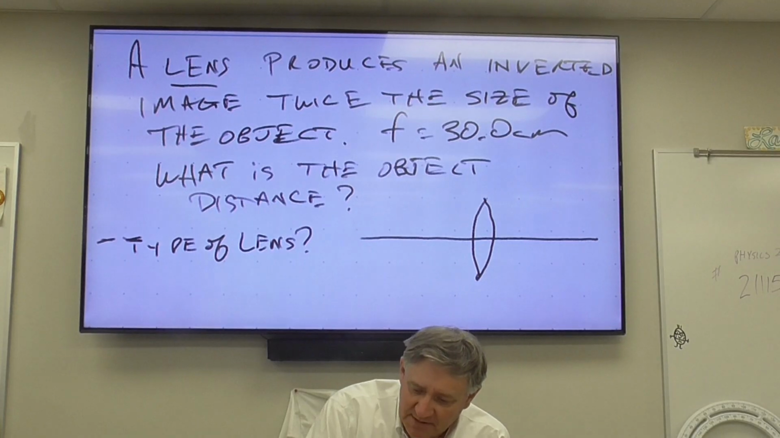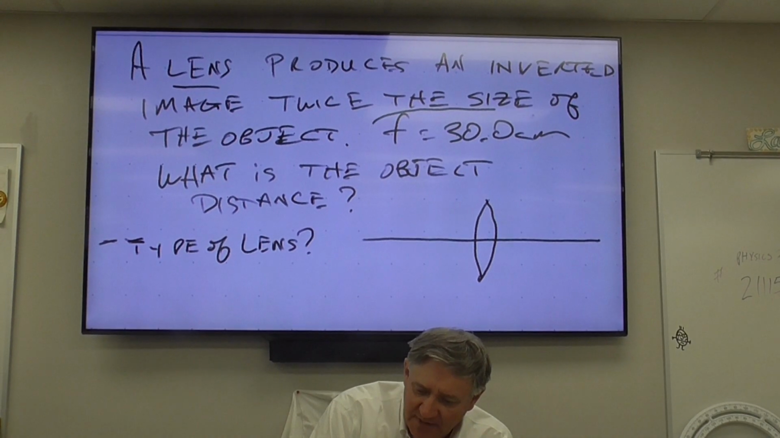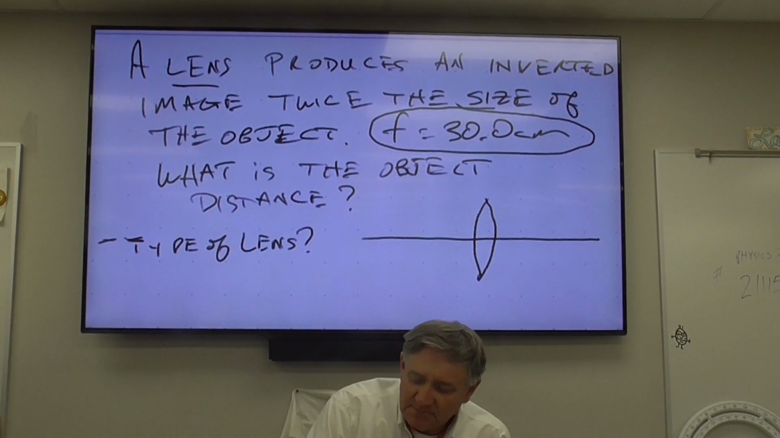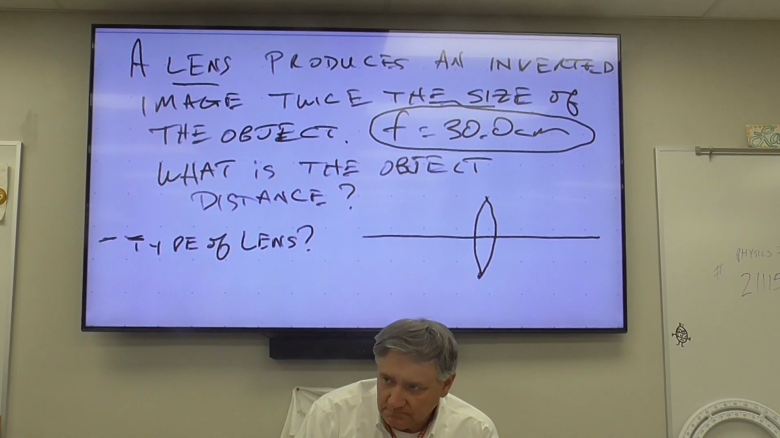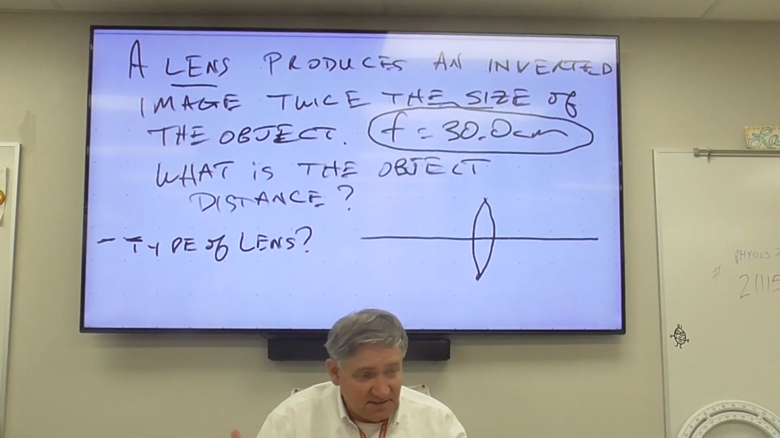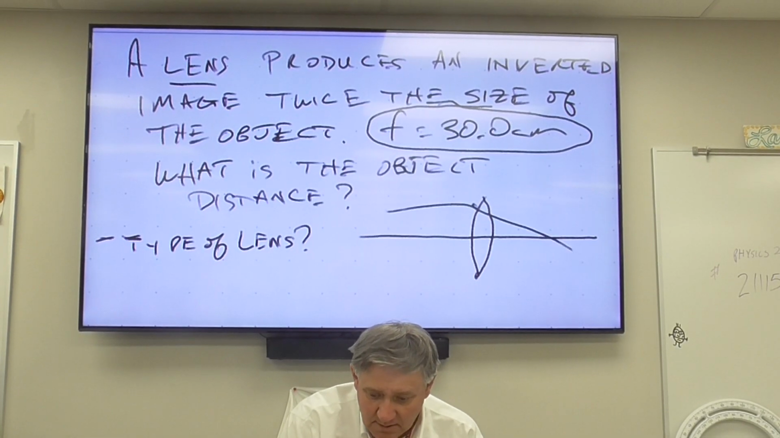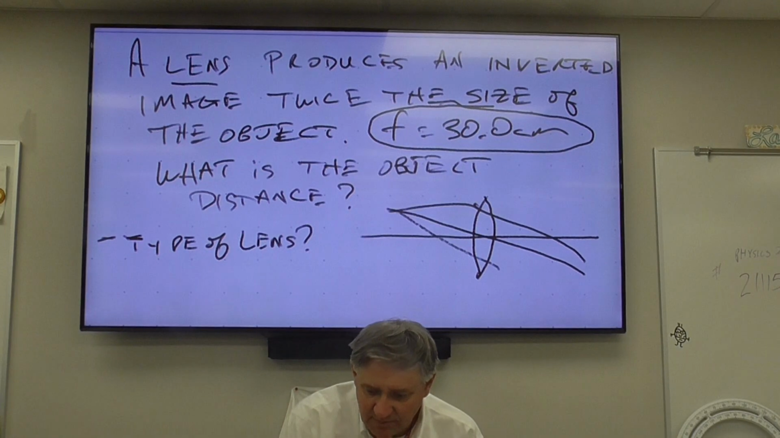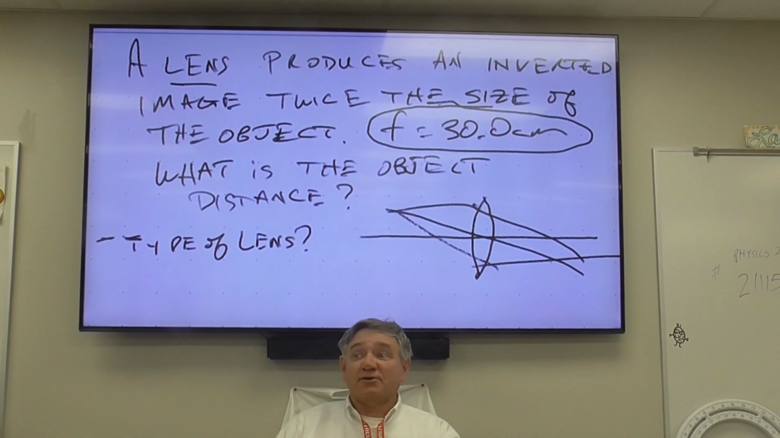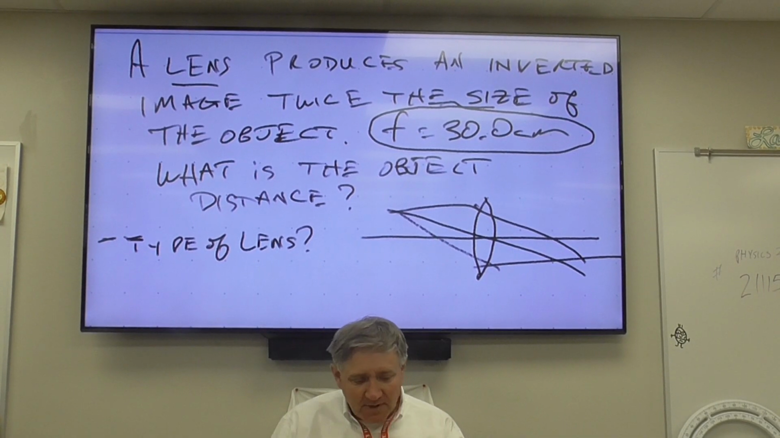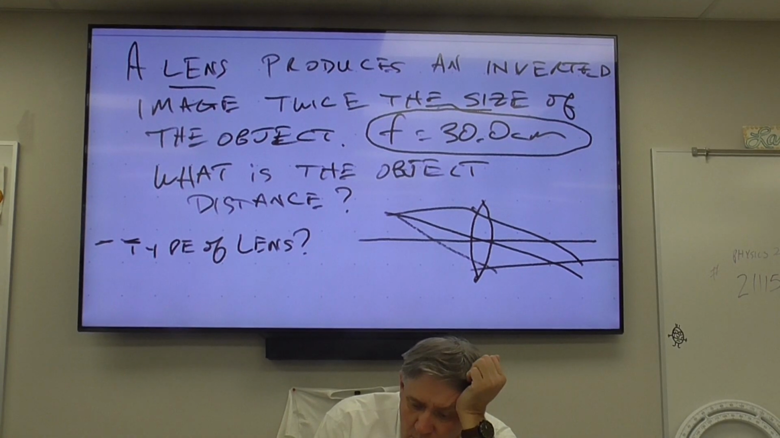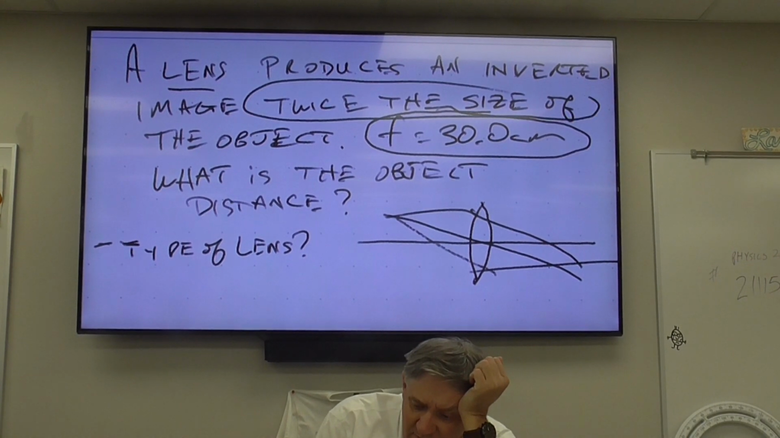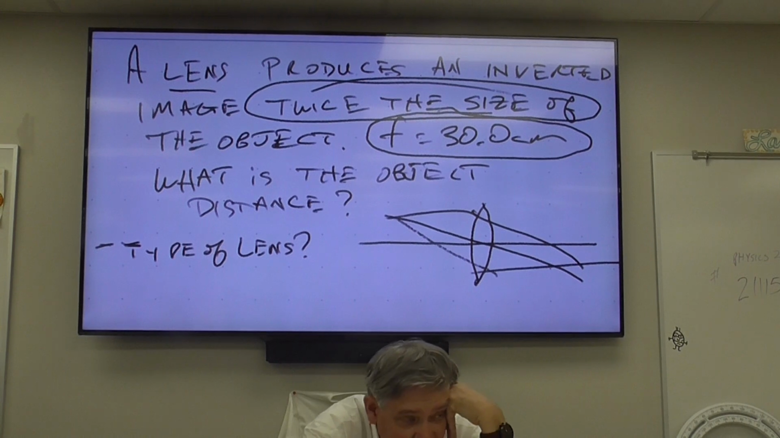So let's talk about this. Since it's a convex lens, is my focal length gonna be a positive or negative number? Positive, because it's gonna bring light together, right? So there's a very crude version of your ray diagram. What can you gather from that little bit of information?